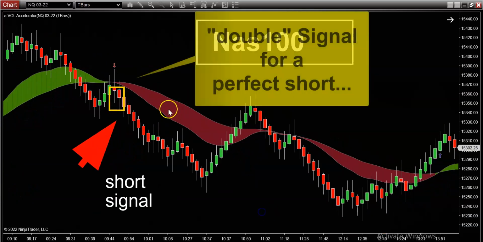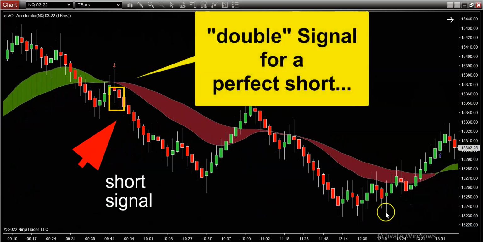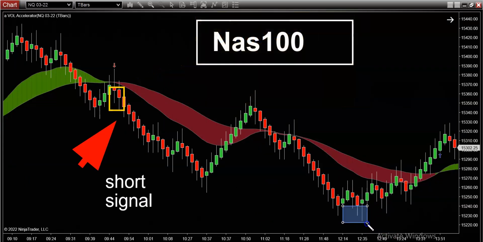It was a nice, beautiful dump heading into lunchtime. Here's lunchtime, approximately 12 to 12:30 p.m. Central Time, all right? And it was just a spectacular entry, guys. Look at this. Like, the stop goes right there, and you can see that stop never, ever gets touched, okay?